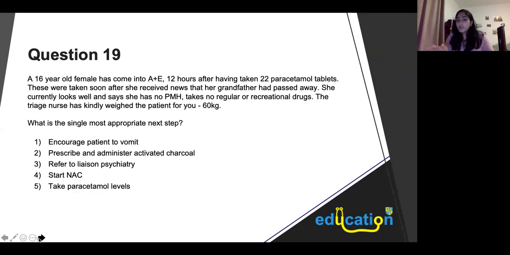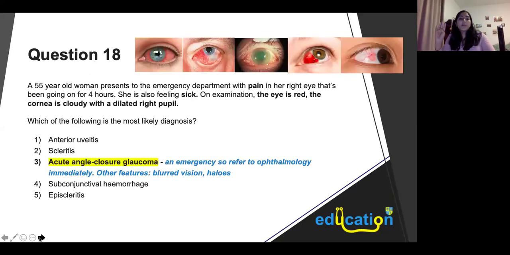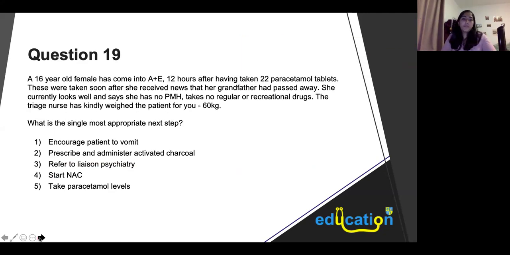Okay. Any other questions before we move on? And the other thing about glaucoma, which wasn't in this question, was that quite often the SBAs will say something about how they were sat in a dark room, like in a cinema or something like that. Because obviously when you're sat in the dark, your pupils dilate, and so that's closing the angle even more. And so that can be the trigger for glaucoma.